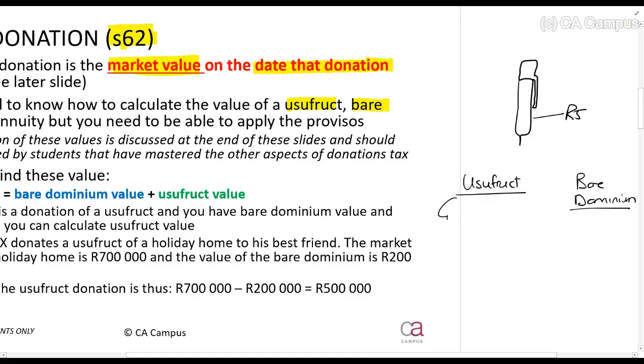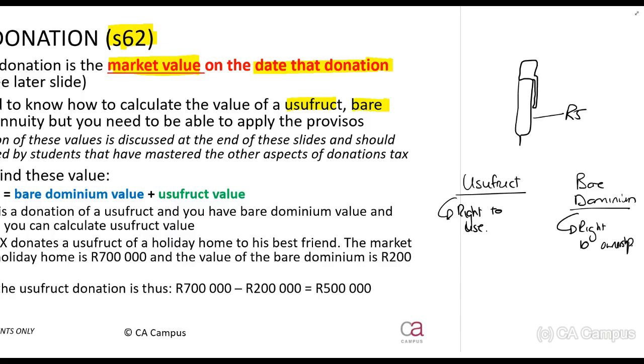The usufruct is the right to use it. I tell you, here is the pen. I am the owner, but you can use it. You can write something with it, and if you make money with the things that you've written, you can take the money. So you can use the asset, and if you use the asset and make money, that money is yours. The bare dominium is the right to ownership. So if I give you the usufruct, I still have the bare dominium. That means you can use it, I can't, because you've got the right to use it. But you can't sell it. I can, because I've got the right to ownership. So if I sell it and there's money that comes from the ownership, I can take it.